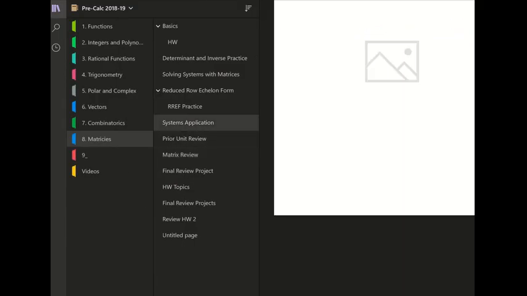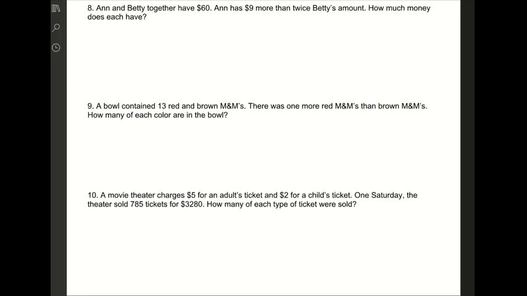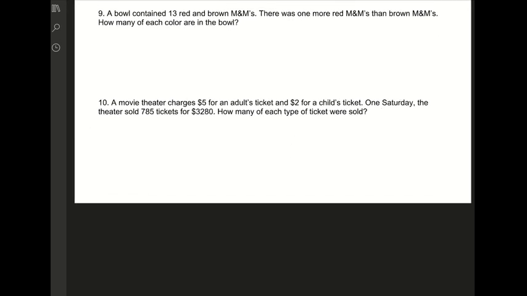Now, there are some problems that it would be good to review about dealing with systems with word problems, so our application. So let's take a look at 2 of these. A bowl contained 13 red and brown M&Ms. So what you want to do first is set your variables. Like R is our number of red, and then B is our number of brown. So red plus brown is equal to 13.